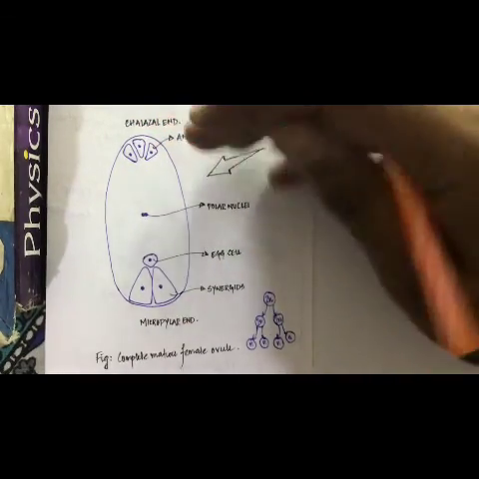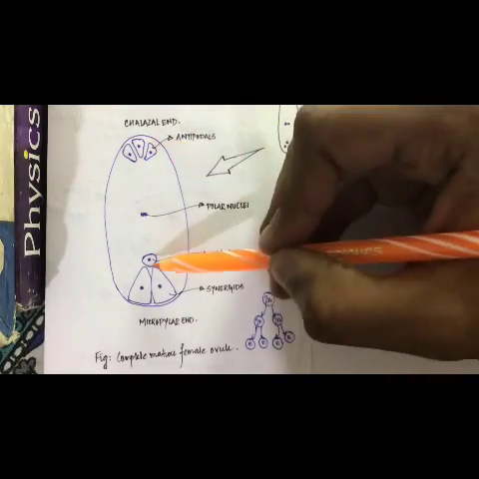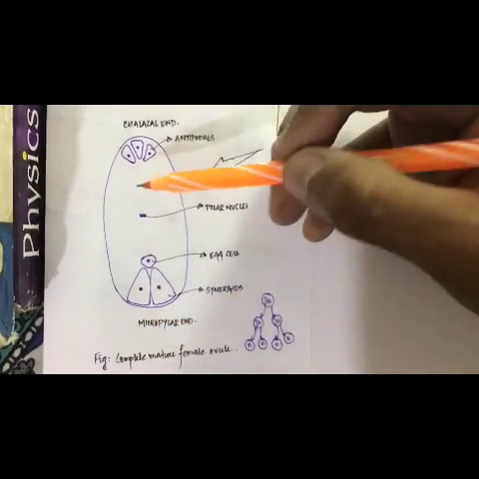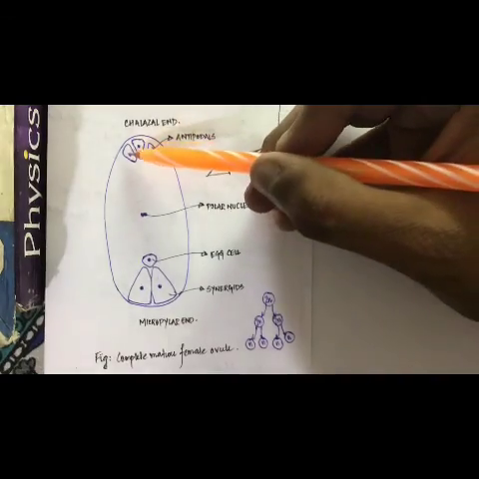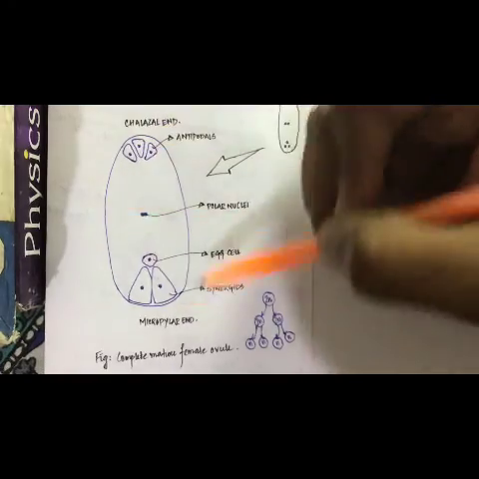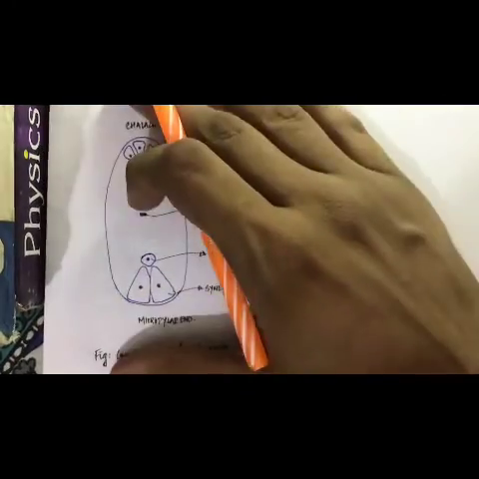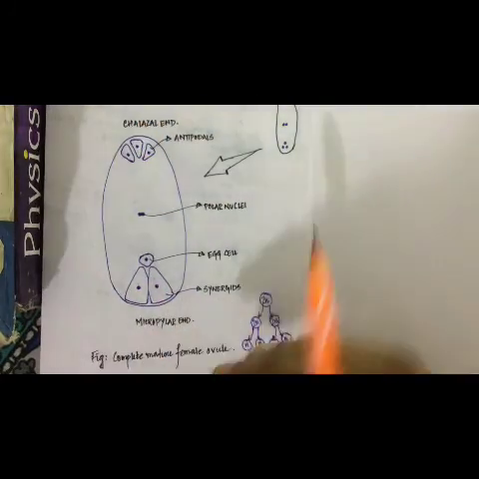Clear? So a single complete mature ovule contains how many cells? 1, 2, 3, 4, 5, 6. And this bigger one, that is 7. So it has 7 cells. And how many nuclei does it have? 1, 2, 3, 4, 5, 6, 7 and 8. So it contains 8 nuclei. So this stage of a mature embryo sac is called the 7-celled 8-nucleate stage. Clear? Fine. So this is the whole process of megasporogenesis.